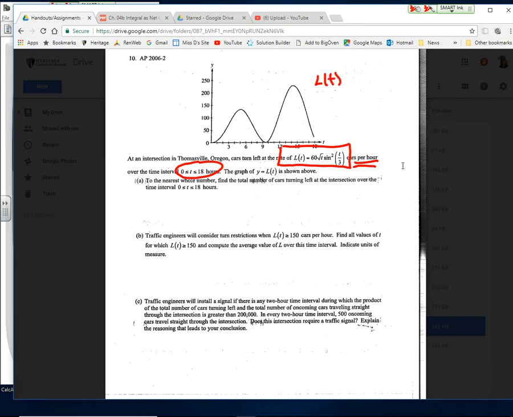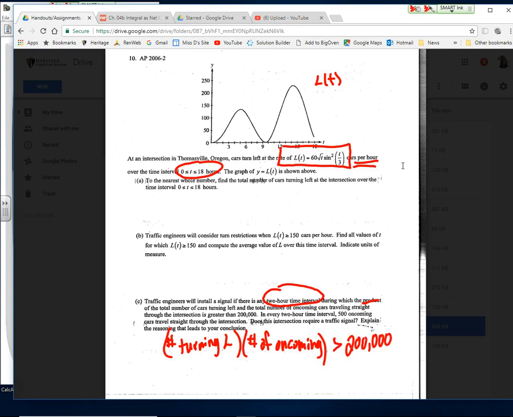And letter C says traffic engineers will install a signal if there is any 2-hour time interval, so that's how wide the interval needs to be, for which the product of the total number of cars turning left and the total number of oncoming cars traveling straight through the intersection is greater than 200,000. So hold on. Right now I have the number turning left times the number of oncoming. Product. In math, the word product means times.